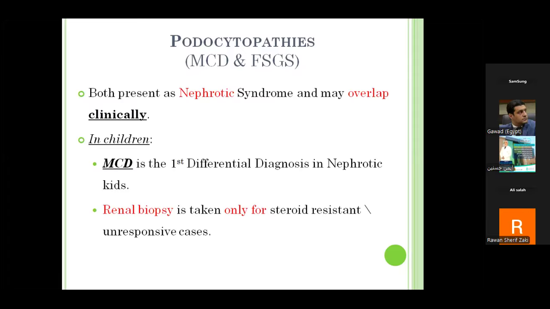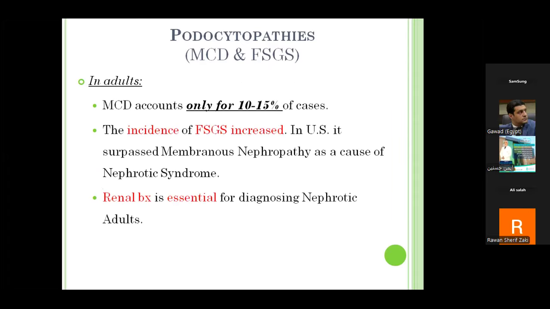Simply, podocytopathies, let's start from the beginning. For a nephrotic syndrome, both minimal change disease and focal segmental glomerulosclerosis may overlap clinically. So we cannot differentiate clinically between minimal change and focal segmental glomerulosclerosis. Of course, in children, in a nephrotic kid, the first differential diagnosis is minimal change disease, and most of the time the renal biopsy is not done and is taken only for steroid resistant and unresponsive cases. And it accounts in adults for a percentage of 10 to 15%.